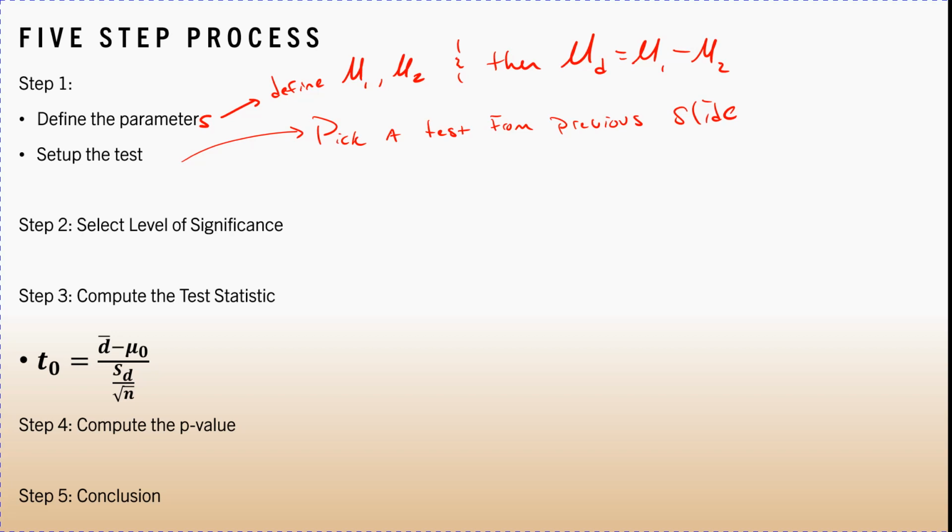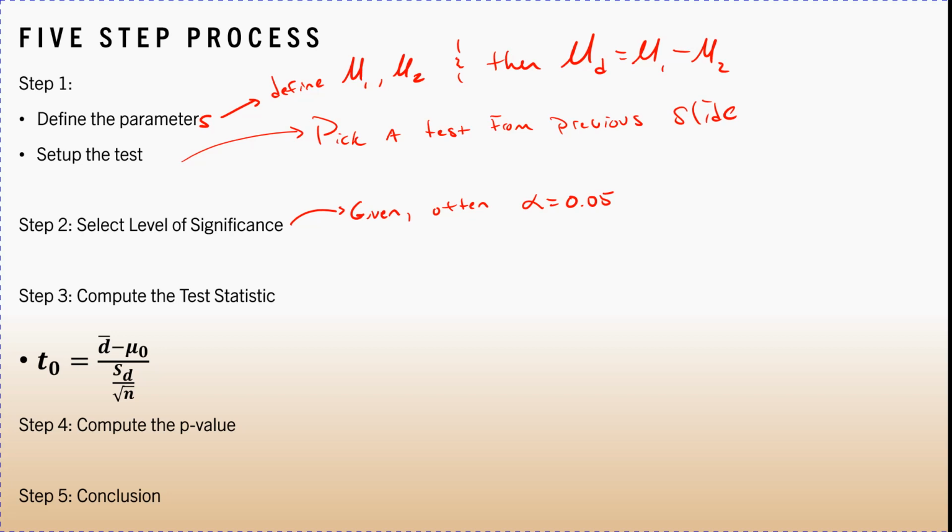Then you're going to select the level of significance. For our problems, this will be given, and often it will be alpha is equal to 0.05. Then you're going to compute the test statistic. What this test statistic looks like: t sub 0 is equal to d bar, which is the average difference, minus mu sub 0, your starting assumption of the difference, which would often be 0, divided by s divided by the square root of n.